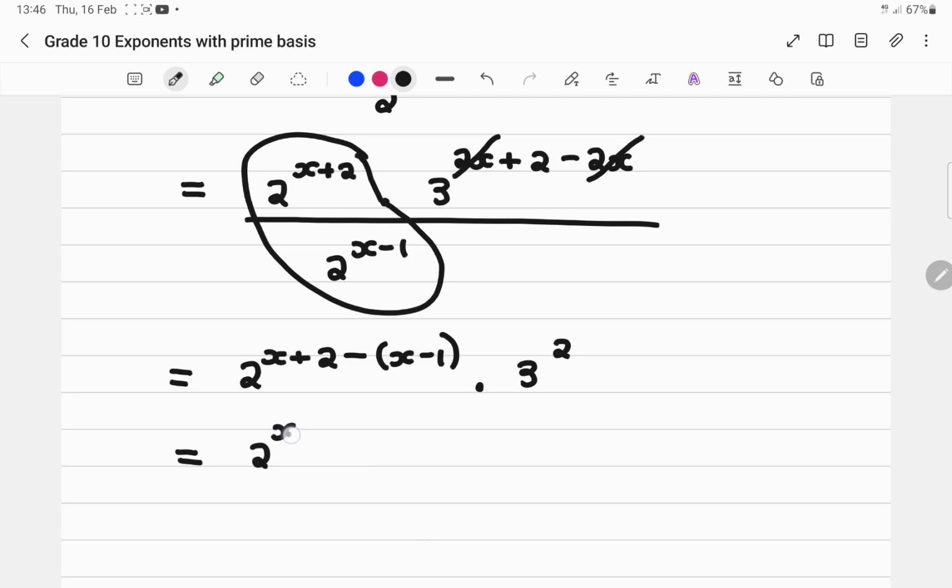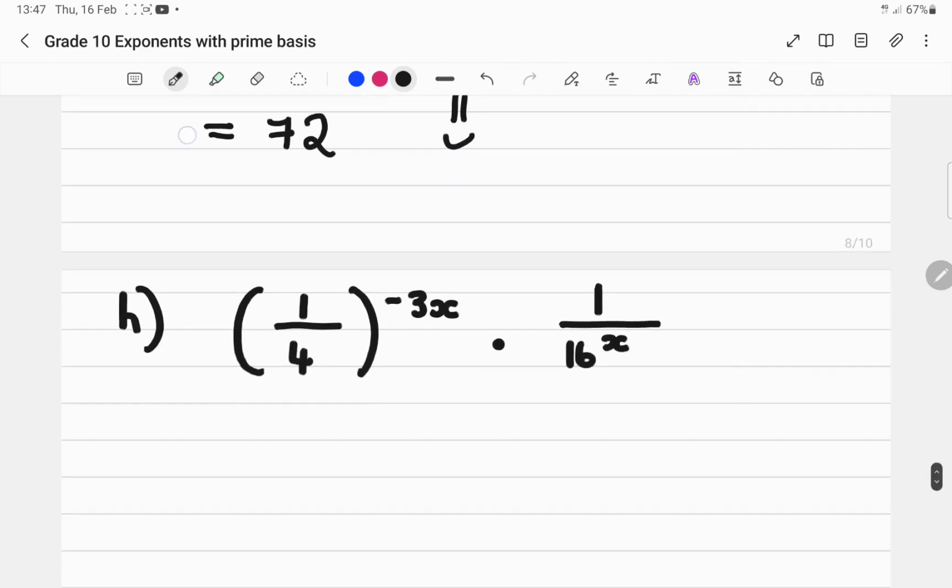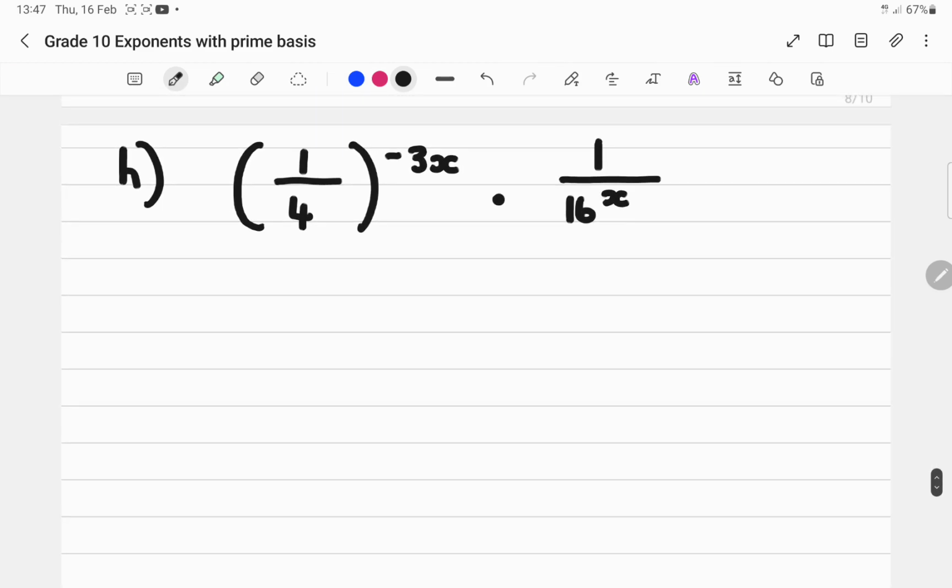Then I'm going to rewrite it. 2 to the power x plus 2 minus x plus 1 times 3 to the power 2. And if you further simplify that, x minus x falls away, and 2 plus 1 is 3. So it's 2 to the power 3 times 3 to the power 2. And you're welcome to pop that into your calculator, and you will get that it is 72. Happiness.